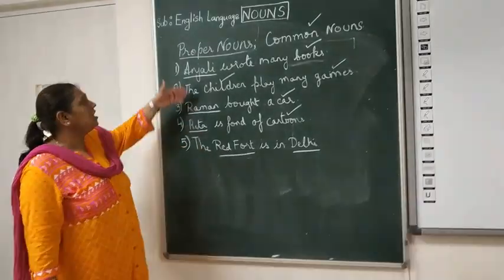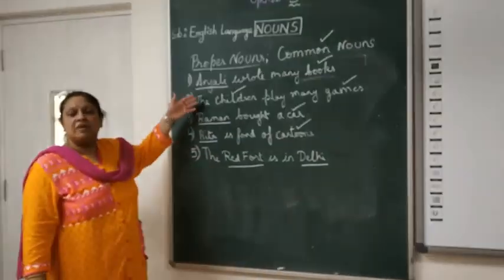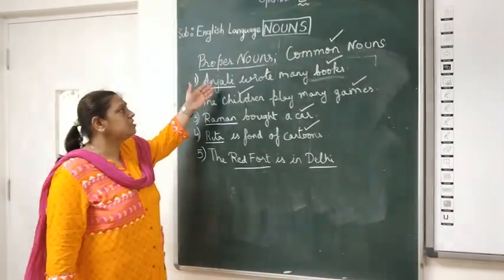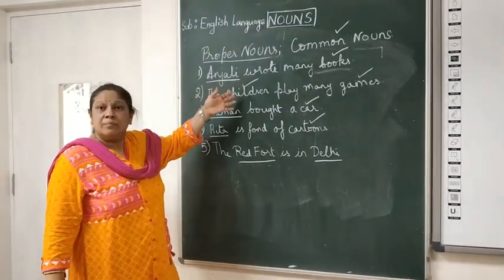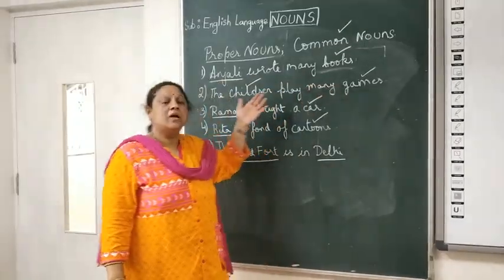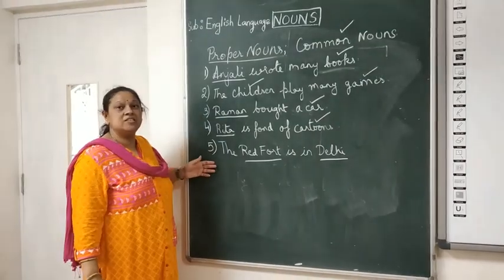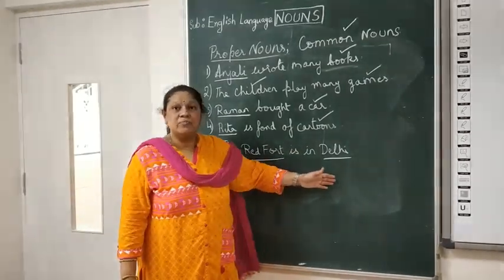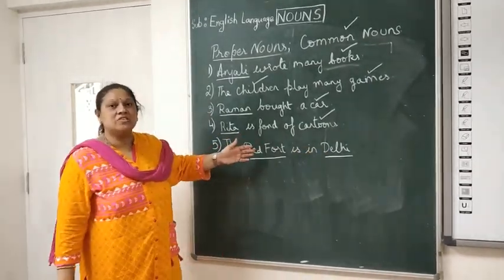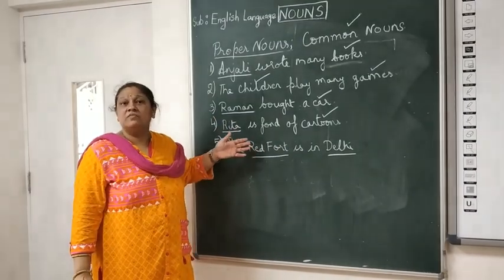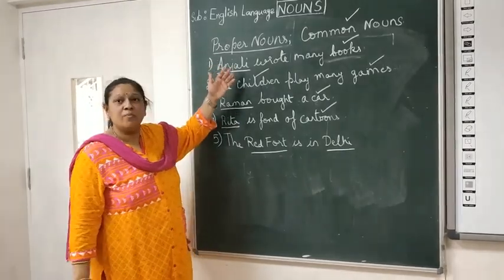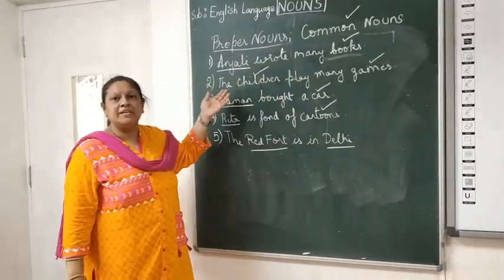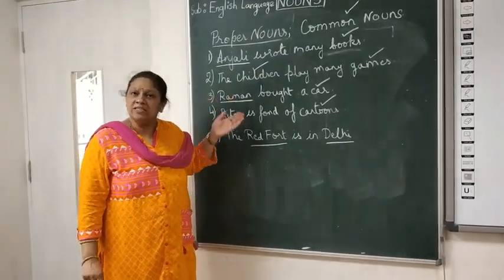So you can see that there are different sentences where we come across sometimes one is a proper, one is a common. In the second sentence we don't have proper nouns, we've taken both as common. Again when we come to the fifth sentence we have both as proper nouns. It is not necessary that in a particular sentence we will get all proper nouns or all common nouns. We might get one proper, one common, or we might get both proper nouns or both common nouns.